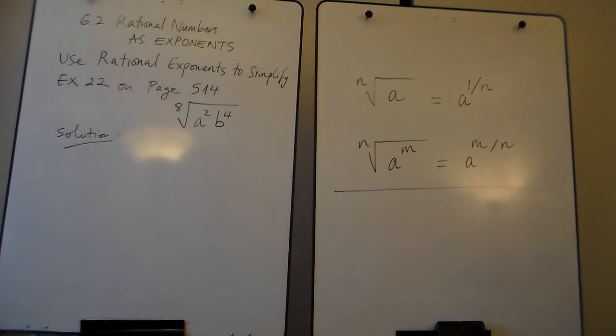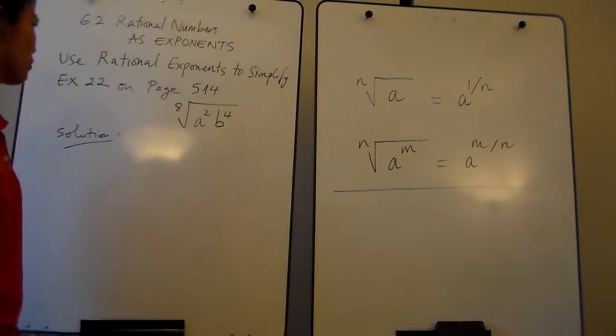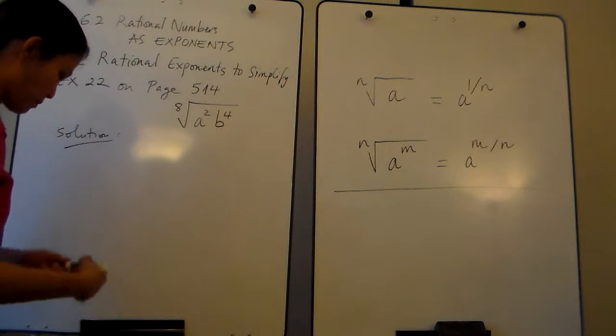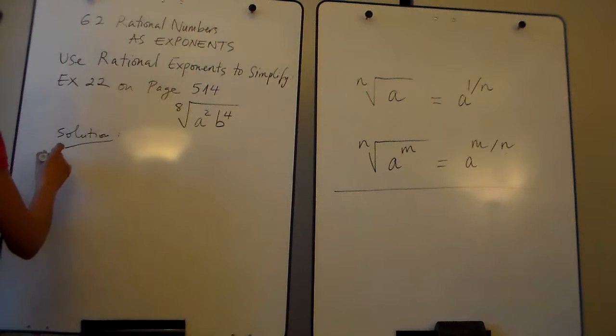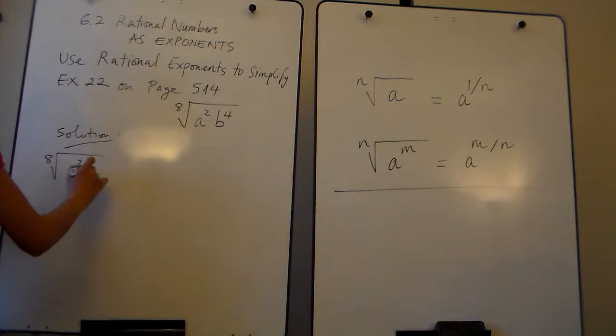Example 22 on page 514. Use rational exponents to simplify. So we'll simplify this radical expression. We're given the n-th root of a squared times b to the fourth.